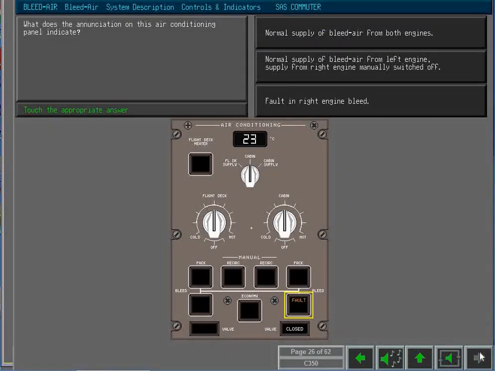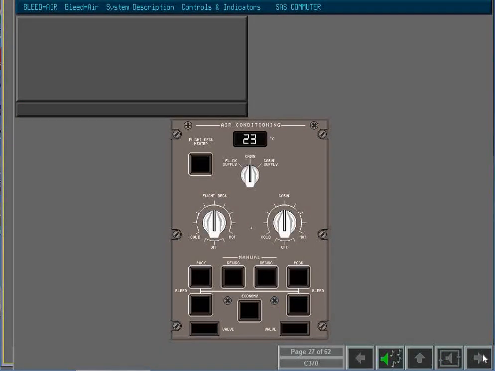What does the annunciation on this air conditioning panel indicate? Yes. The economy mode push button annunciates that reduced airflow has been selected. Locate the economy push button to confirm its position.